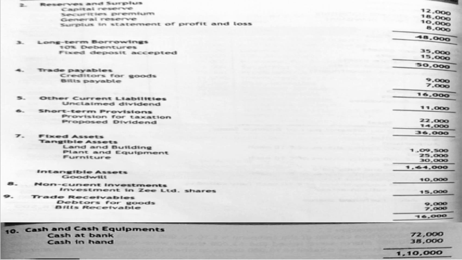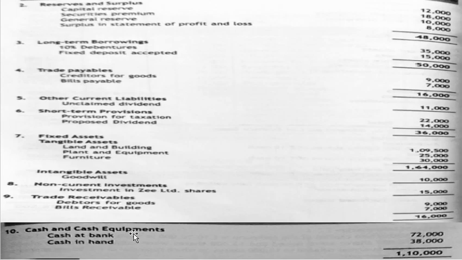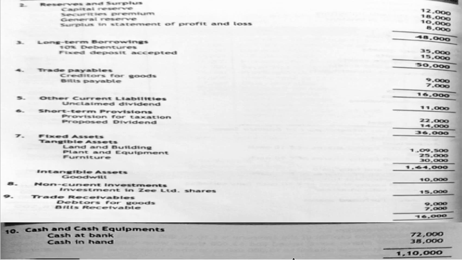Next we have, in the question, cash and cash equivalents. So we have cash as 38,000, and the other items are in the working note: cash in hand 38,000, and we also have cash at bank. Bank balance is 72,000. So we will record cash at bank 72,000 and 38,000, so we'll have 1,10,000. Now these working notes will be classified in the balance sheet format.